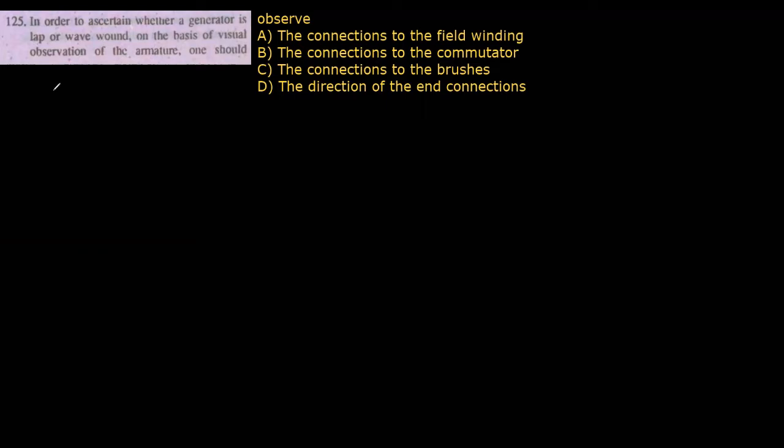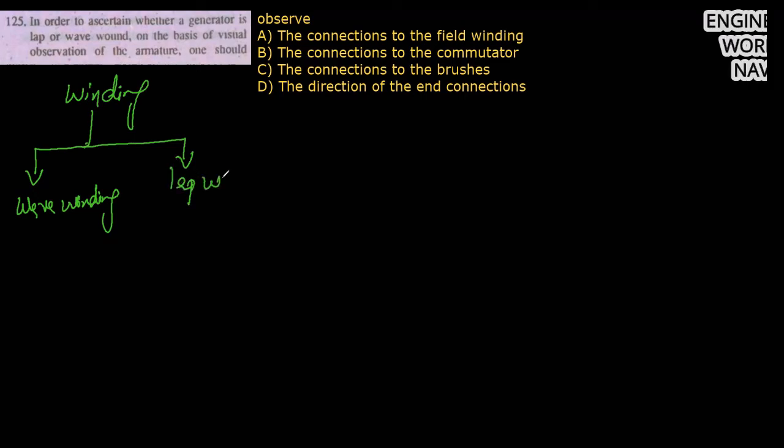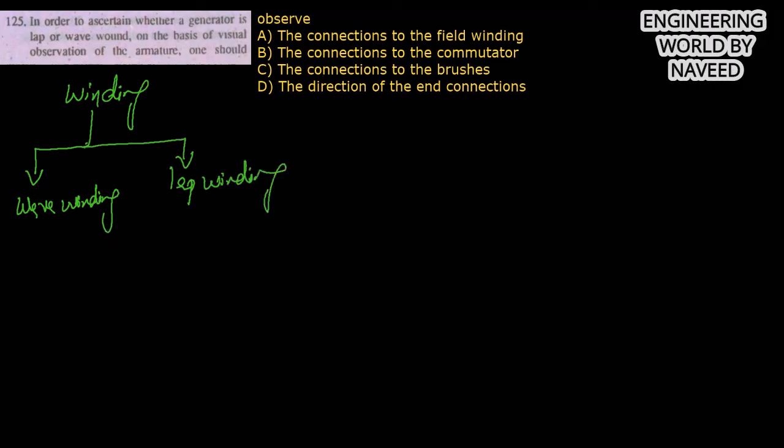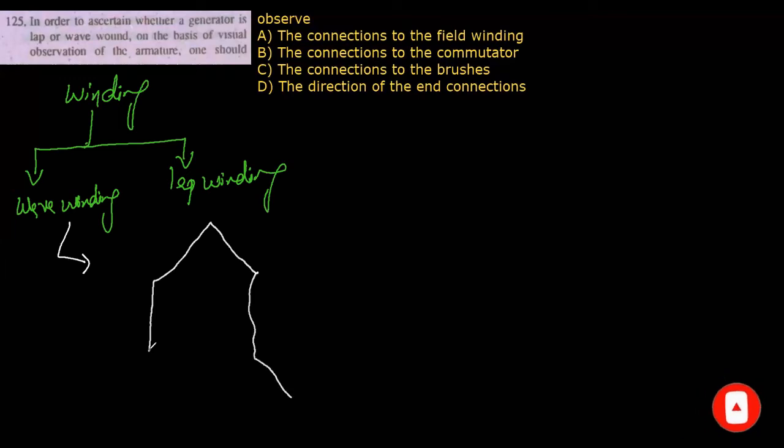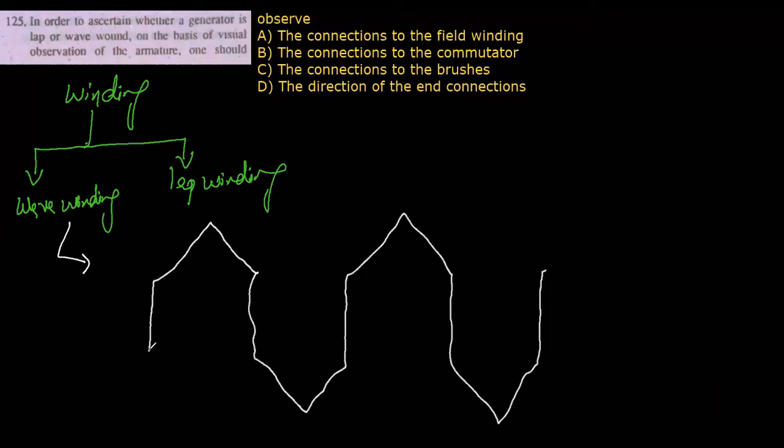So actually, we have winding, and winding of any machine has two types. One type is the wave winding and the second type is the lap winding. So wave winding is simple. That will be like this, as it moves in the form of waves.